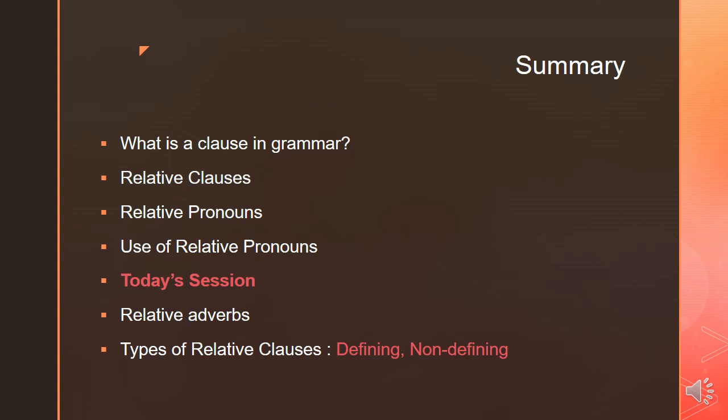In my last session, I told you about what a relative clause is, what a clause is in grammar, how relative clauses work, and the function of relative pronouns. So today's session is about relative adverbs and the types of relative clauses, defining and non-defining.